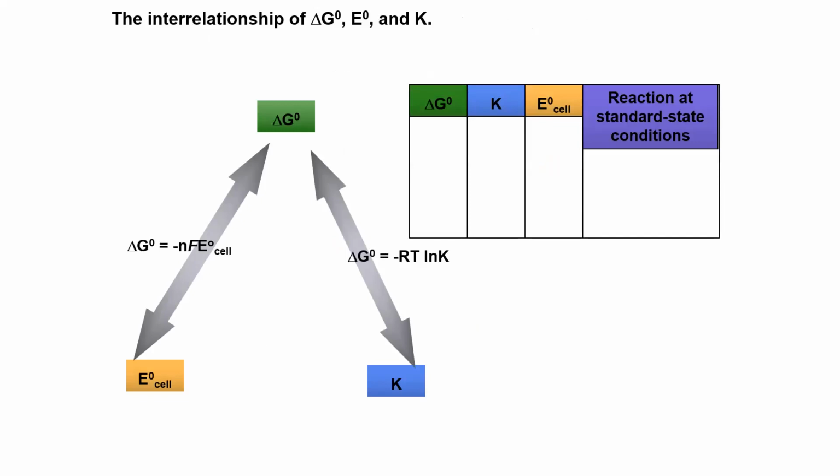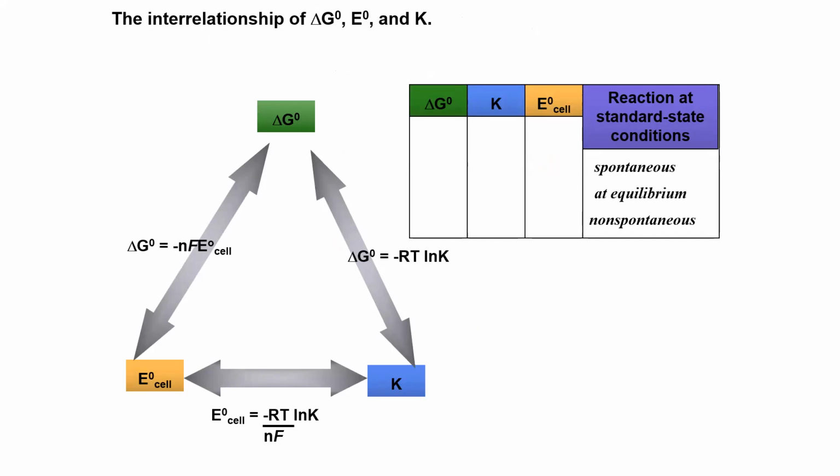All right. Our EGK love triangle, where we're relating K and E to each other via delta G, right? So minus RT ln K, or minus RT over nF ln K is going to be our E cell. Know that when you are at equilibrium, E cell is 0.